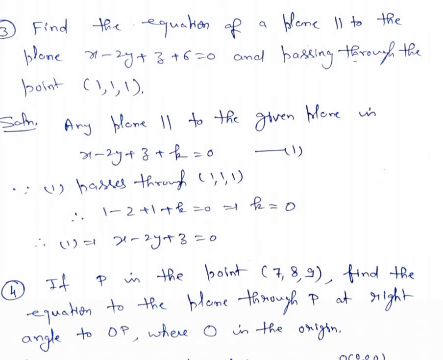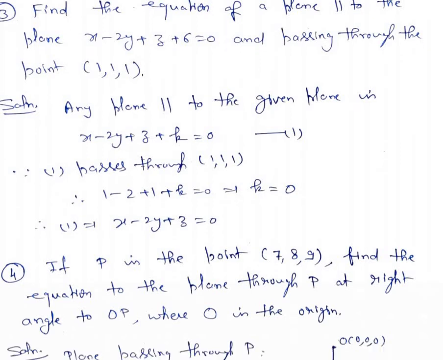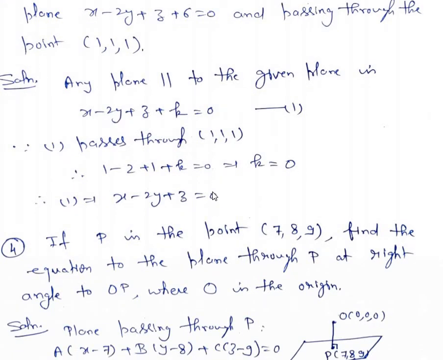Find the equation of a plane parallel to the plane x minus 2y plus z plus 6 is equal to 0 and passing through the point 1, 1, 1. Now if two planes are parallel, their direction ratios are proportional. So any plane parallel to the given plane is x minus 2y plus z plus k is equal to 0. Only the difference is in the constant, and we have to find the value of this constant. Because this plane passes through the point 1, 1, 1, put 1, 1, 1 here and we get k is equal to 0. So the equation of the plane is x minus 2y plus z is equal to 0.